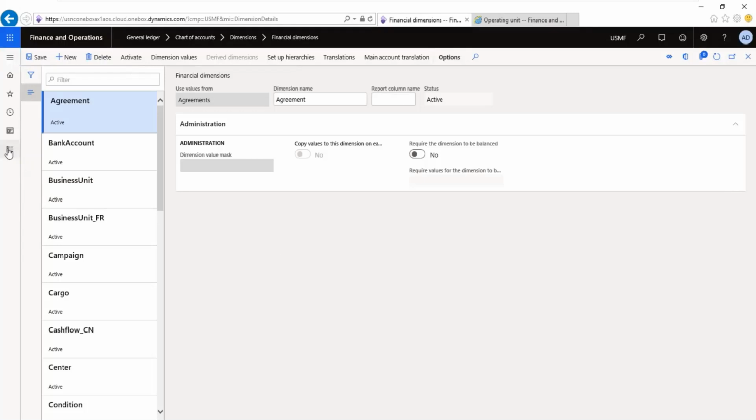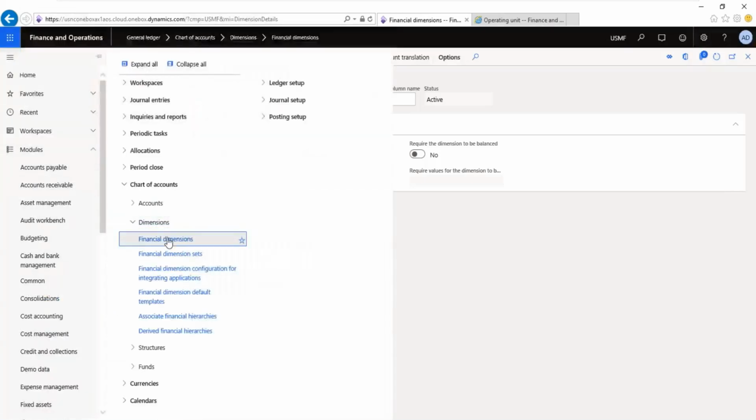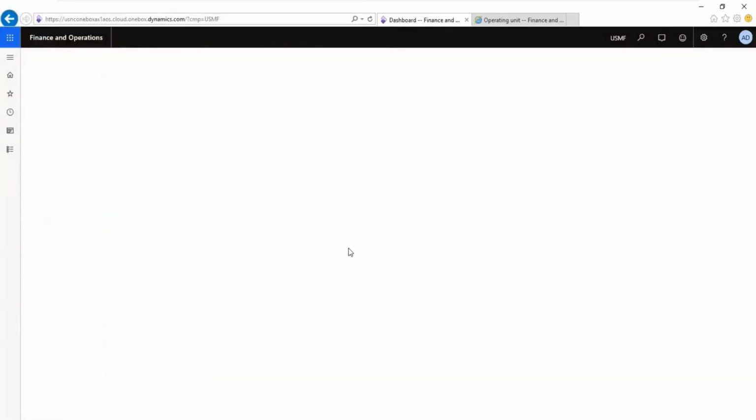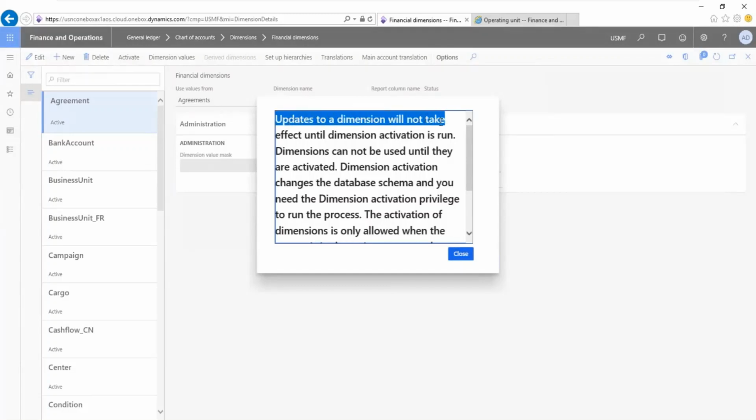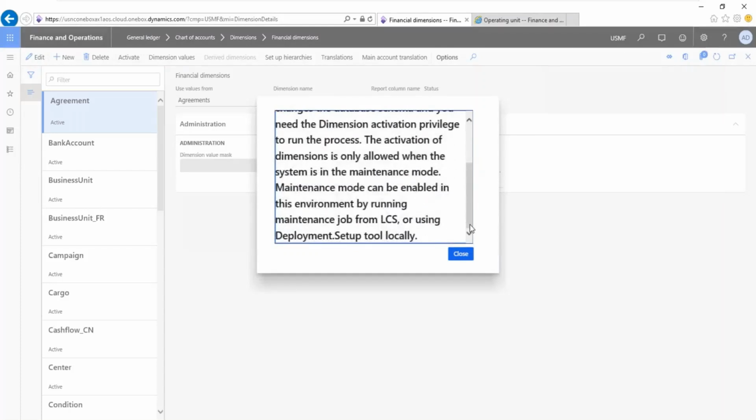Now look at this one. I'm just opening once again. I'm getting a pop-up message. So here, updates to financial dimensions will not take effect until the dimension activation is run. It is clearly telling you that you need to activate. And if you want to activate, it should be in maintenance mode.